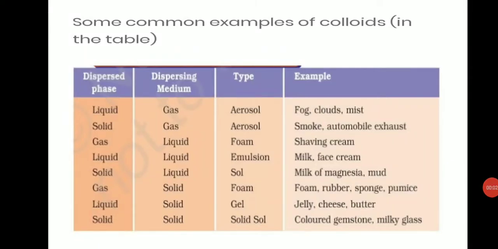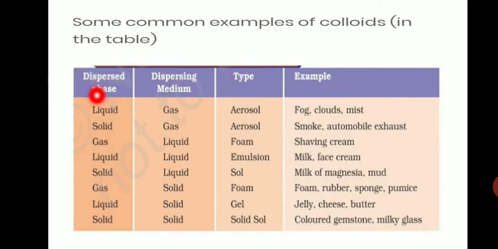So there are 9 different types of colloidal solutions. When two different phases, that means dispersed phase and dispersion medium, are mixed together, we get different types of colloidal solution. Similarly, we have seen in the true solution. So let us look at which are the different types of solution we can observe in colloids.